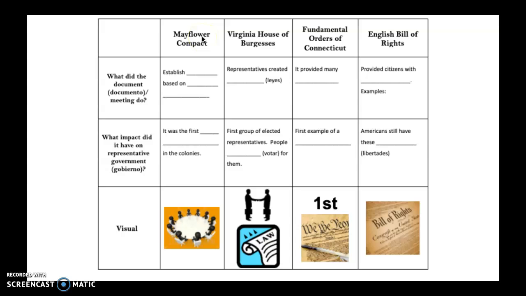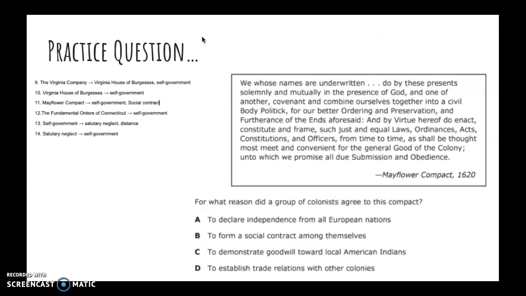So we have the Mayflower Compact. It established rules based on majority rule. So they voted. Okay. It was the first self-governing in the colonies. And you need to know, we left the word out, social contract. So for what reason did a group of colonists agree to this compact?